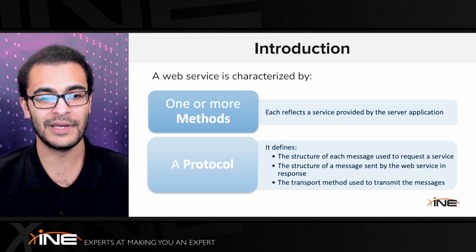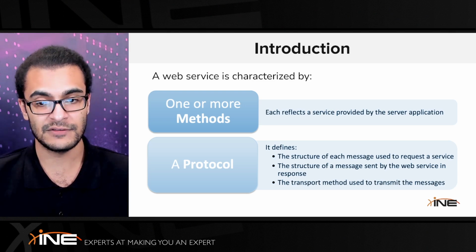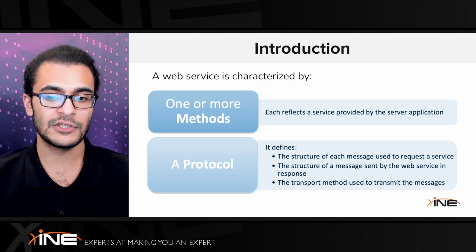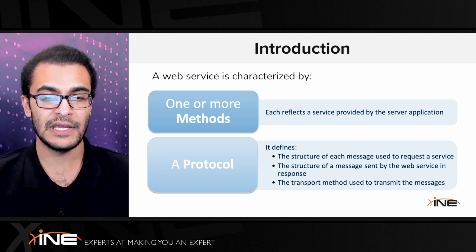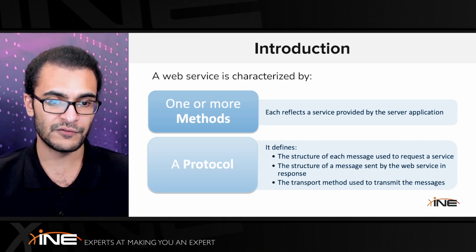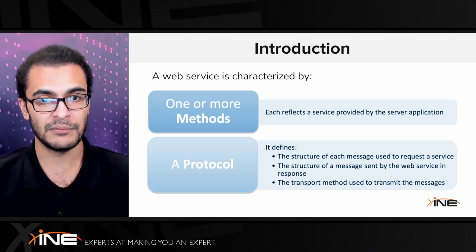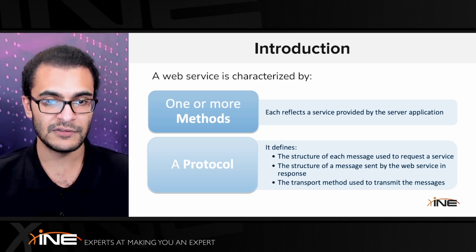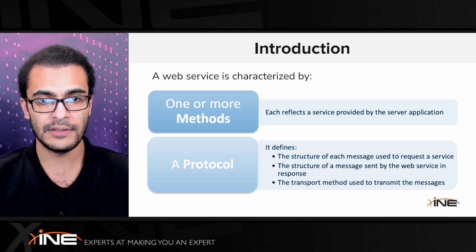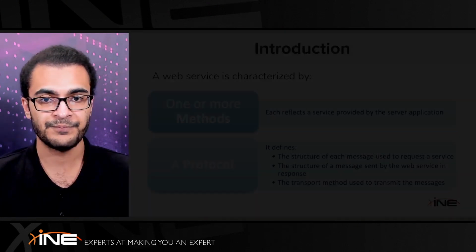I really like how they communicate. A protocol, on the other hand, defines the structure of each message used to request a service, the structure of a message sent by the web service in response, and the transport method used to transmit the messages. So method is essentially what you want to do, or a piece of functionality. The protocol defines how this is structured or formatted, how it is transmitted, and ensures that both of these systems are on the same page in terms of communication. And it does that through the formatting and, of course, the transport method.